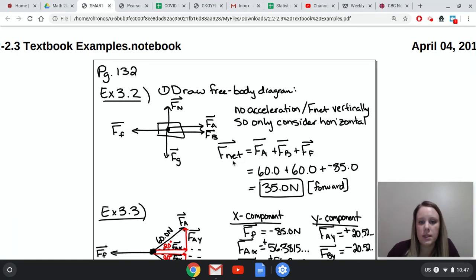So here we can see net force is going to be 60 newtons that person A is exerting, same for person B, and then negative 85 newtons for the force friction because it's acting in the opposite direction. Add them all up and you get a net force of 35 newtons pulling this canoe forward.